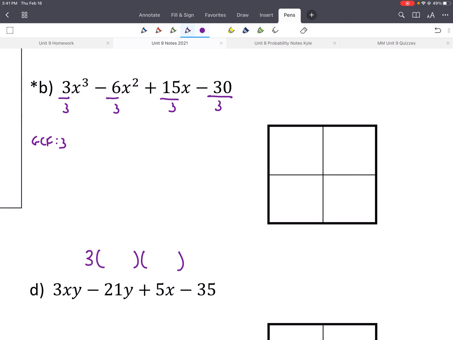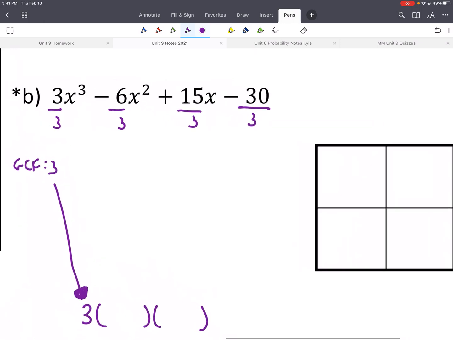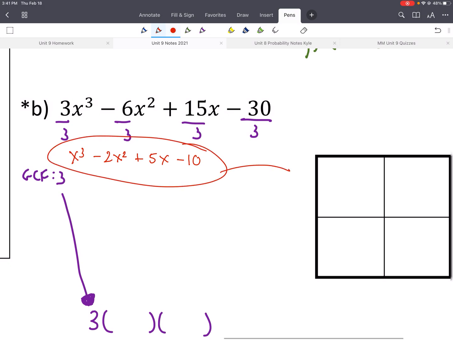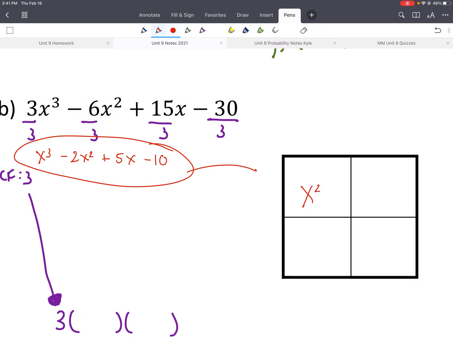All of our answers are going to have 2 parentheses. So we can save that so we don't forget. Oftentimes people forget. Once we simplify that, we'll end up getting x to the third minus 2x squared plus 5x minus 10. So we'll take all of those and put them into our box. Our x to the third, and our x squared, and then a 5x and a negative 10.